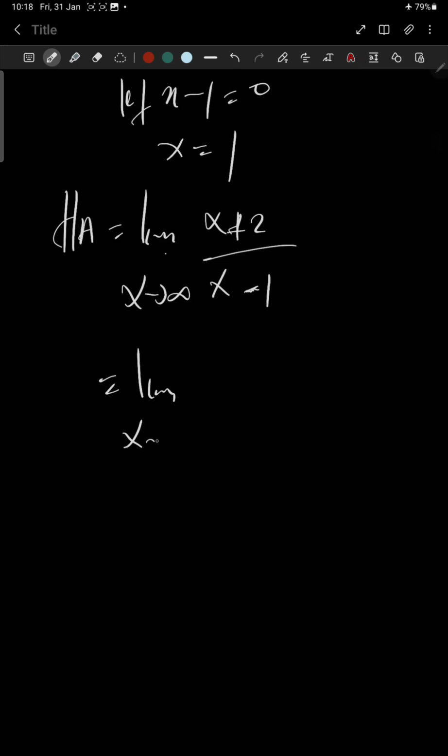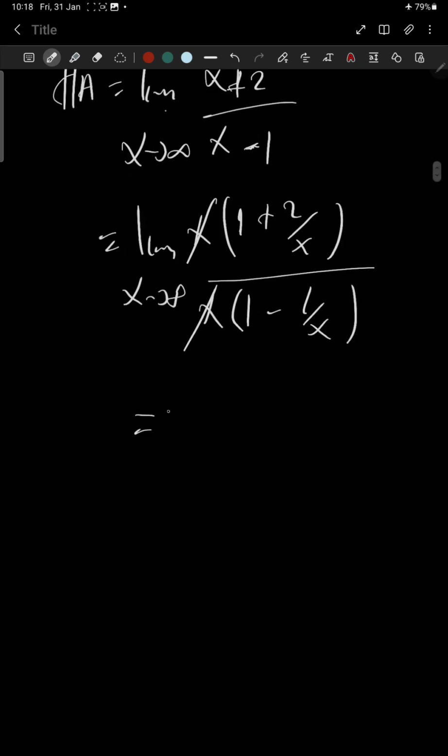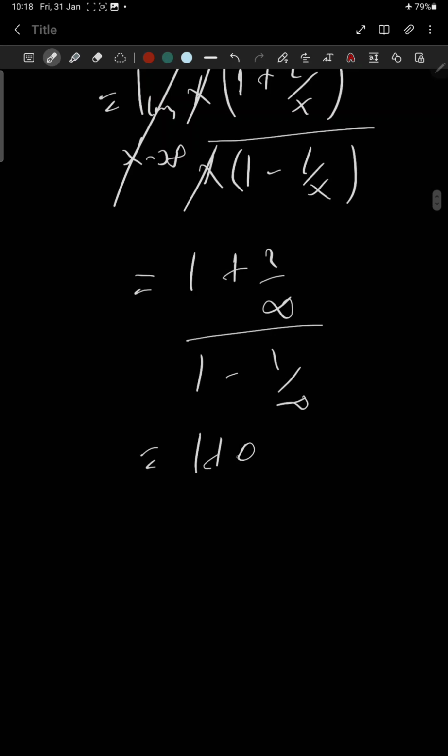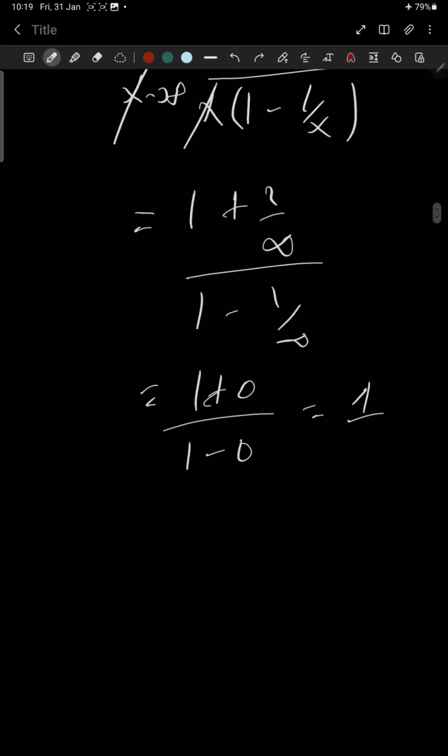So this will be limit as x approaches infinity. I'll factorize the x. When I factorize the x, it's like I'm dividing. This will be 1 plus 2 over x. Even here, I'll factorize the x. It's like I'm dividing, 1 minus 1 over x. Now, immediately the limit will disappear. I'll have 2 over infinity over 1 minus 1 over infinity. So this will be 1 plus 0 over 1 minus 0, and the answer is 1. And remember what I said in the previous videos, if the powers are the same, you can just divide the coefficients, isn't it? 1 divided by 1 is 1, but yeah, this is the answer.